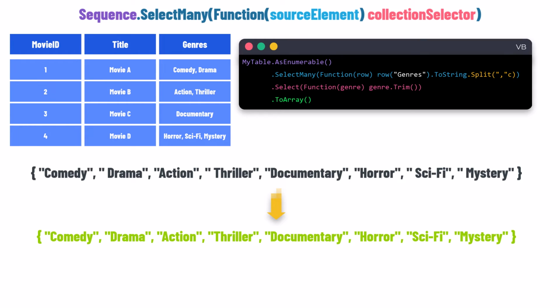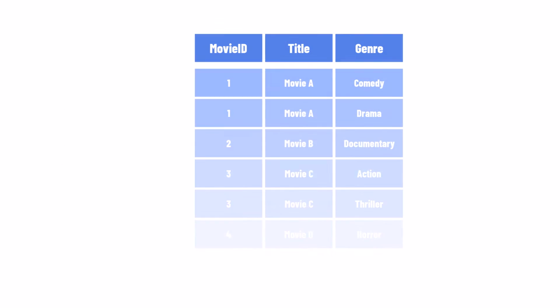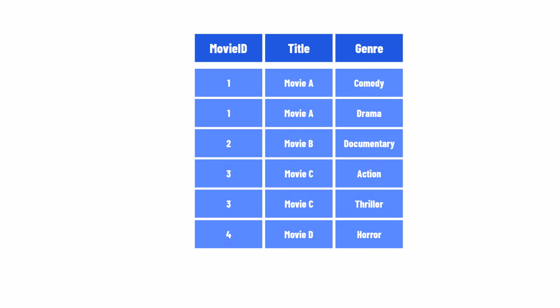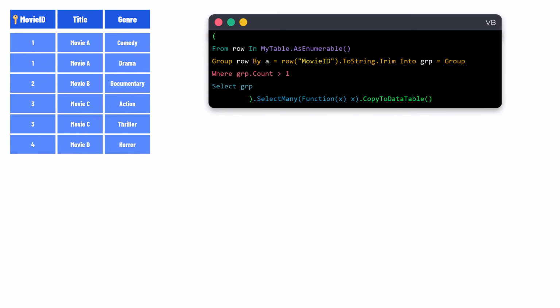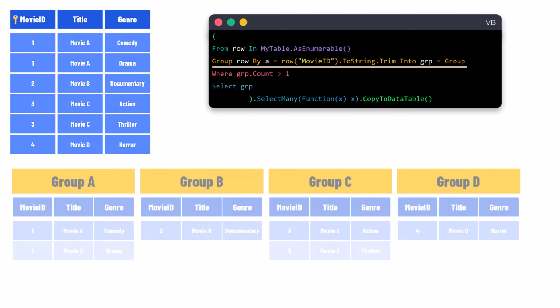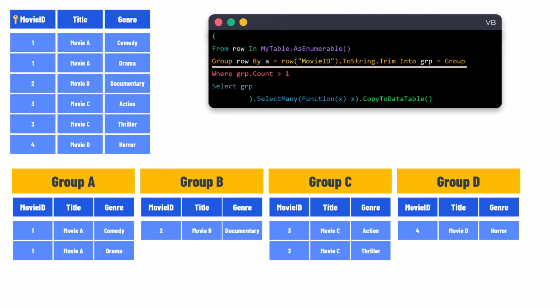Let's explore another example. Suppose we have a table that includes some duplicate rows, with the first column serving as the primary key. Our goal is to create a new table containing only the duplicate rows. Here's how we can achieve this using the SelectMany method. We start by specifying the table we want to query. Next, we group the rows by the value in the first column, which is the primary key of the table. This results in the following groups, where each group contains rows with the same value in the first column.